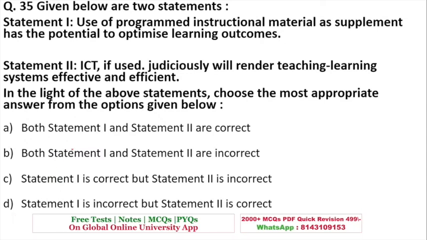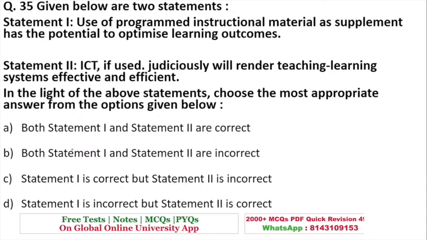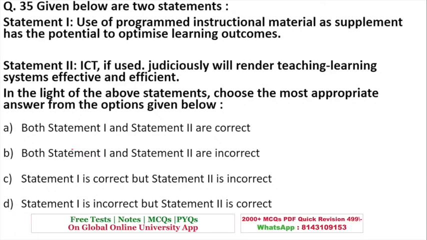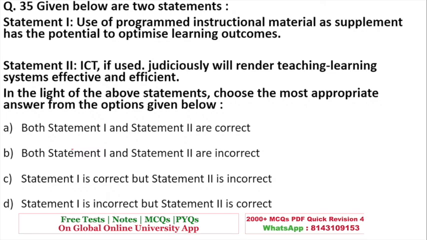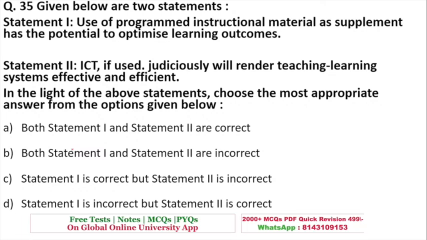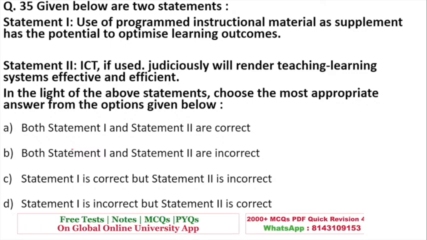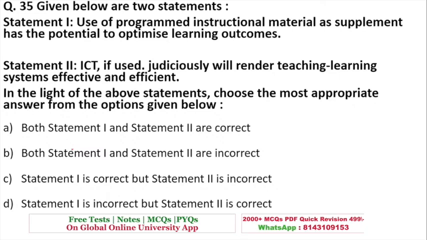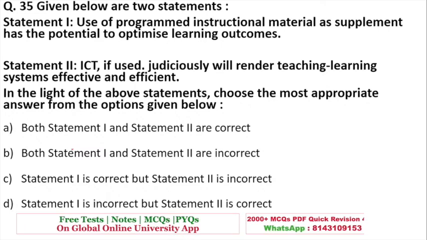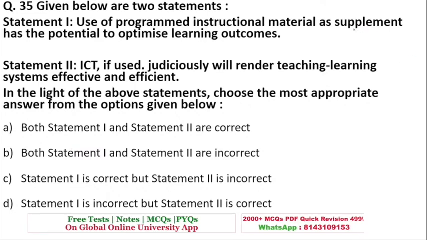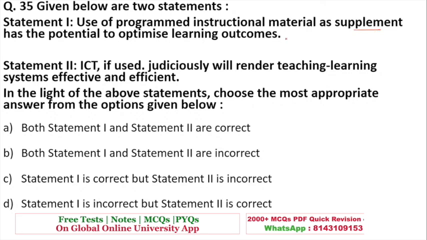Given below are two statements, statement 1 and 2. We have to tell if both are correct or either one of them is correct. Let's see. Statement 1 says, use of programmed instructional material as supplement has the potential to optimize learning outcomes. Let's read this slowly, because it might seem scary to you all. Use of programmed instructional material, okay, some programmed instructional material you are using as supplement. Supplement means something that we use for help. Has the potential to optimize learning outcomes. Yes, this statement is true.